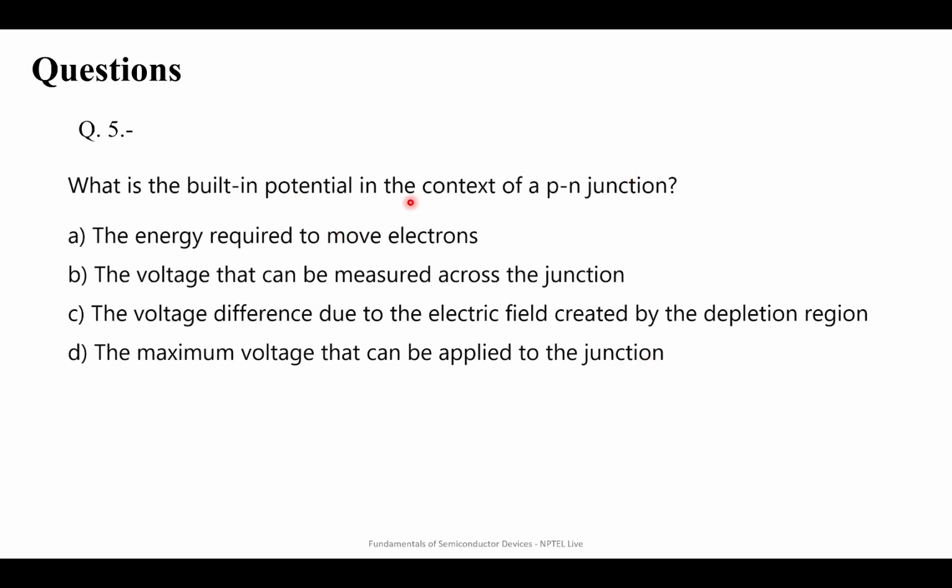What is the built-in potential in context of a PN junction? The energy required to move electrons, the voltage that can be measured across the junction, the voltage difference due to the electric field created by the depletion region, the maximum voltage that can be applied to the junction. So which of these defines the built-in potential?